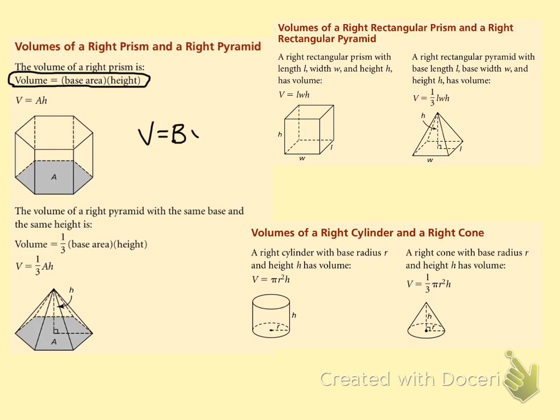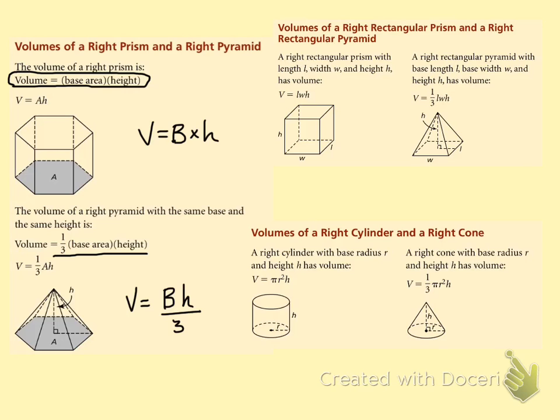Here we have the volumes of right prisms and right pyramids. Notice that for the right prism, the volume is the base area times the height. We write it as B times H. The second one, the volume of a pyramid, is going to be 1/3 times the base area times the height, and we write it as V equals BH divided by 3.